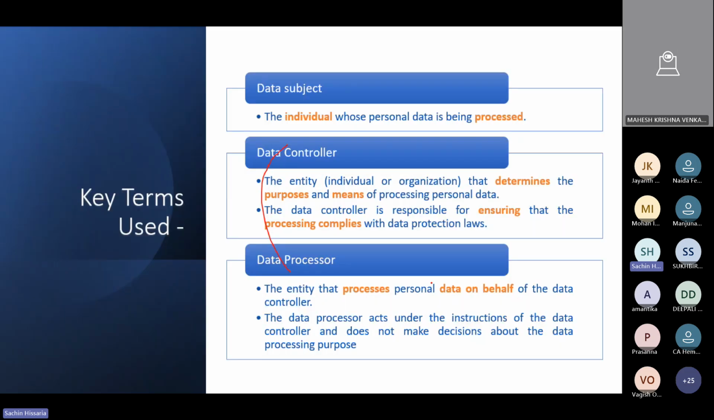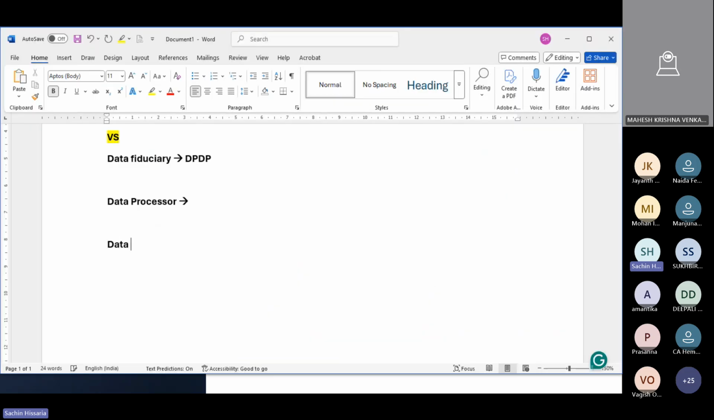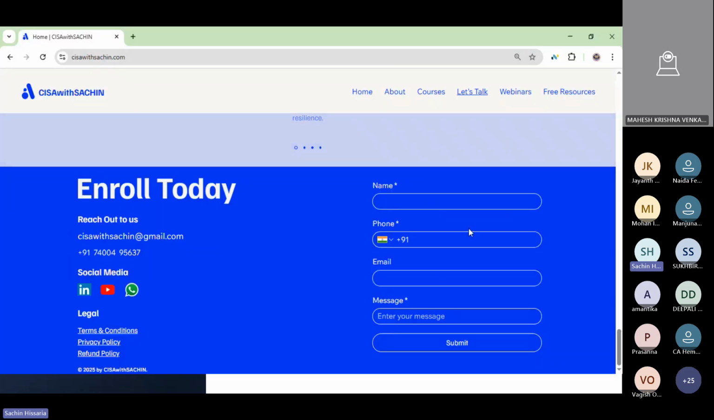Then the third terminology is a data subject. Now, who is a data subject? Very simple. Whose data is stored, processed, or collected, correct? For example, if you are providing your data here on the website, then you are a data subject.